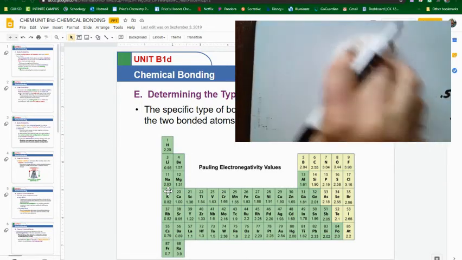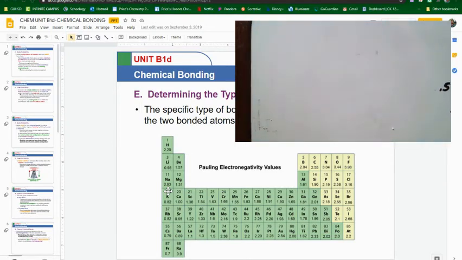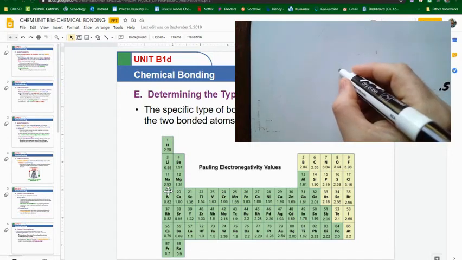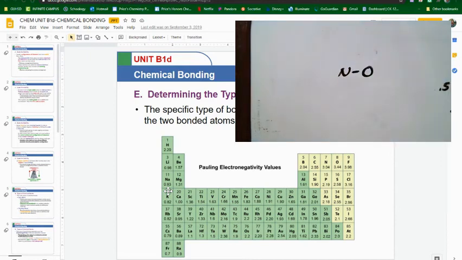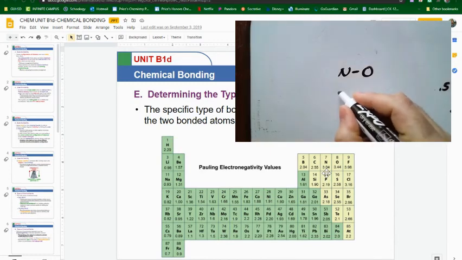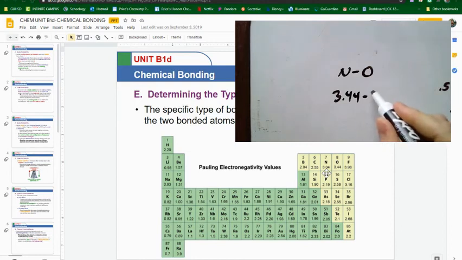Let's take a look at another one. Let's say we have an oxygen and nitrogen bond, okay? Nitrogen and oxygen. When we look at those, we see that oxygen is 3.44 and nitrogen is 3.04. So we take the larger, oxygen, 3.44, subtract the smaller, 3.04, and we get 0.4 as our difference.